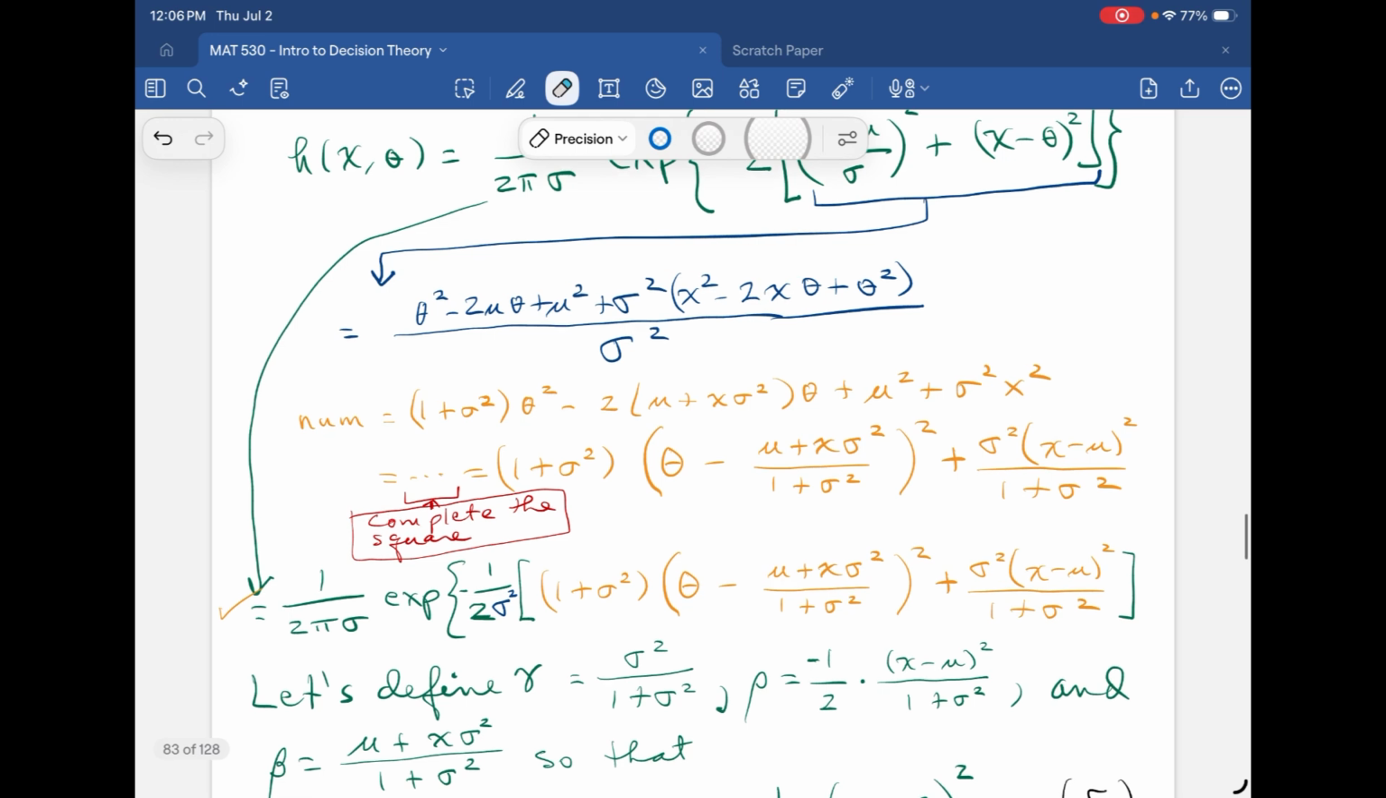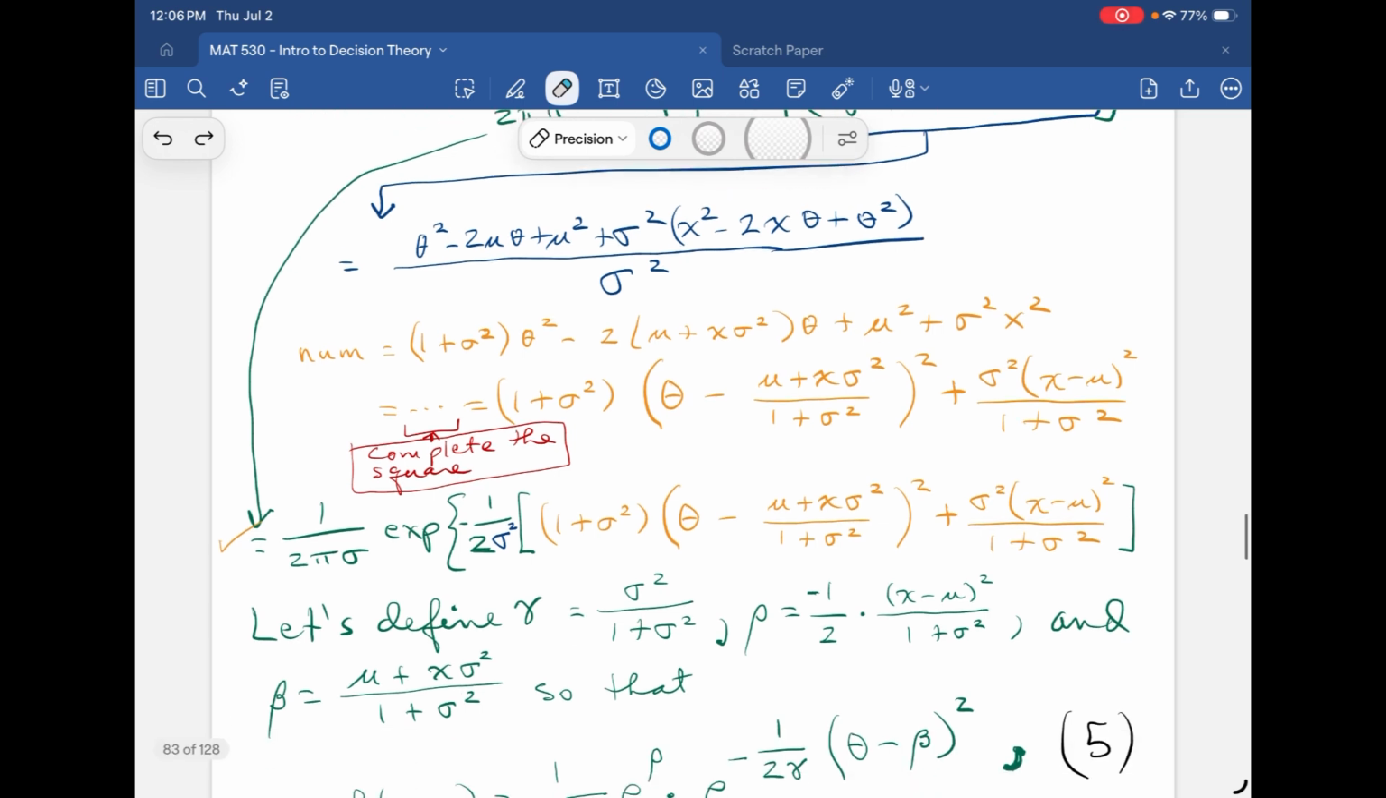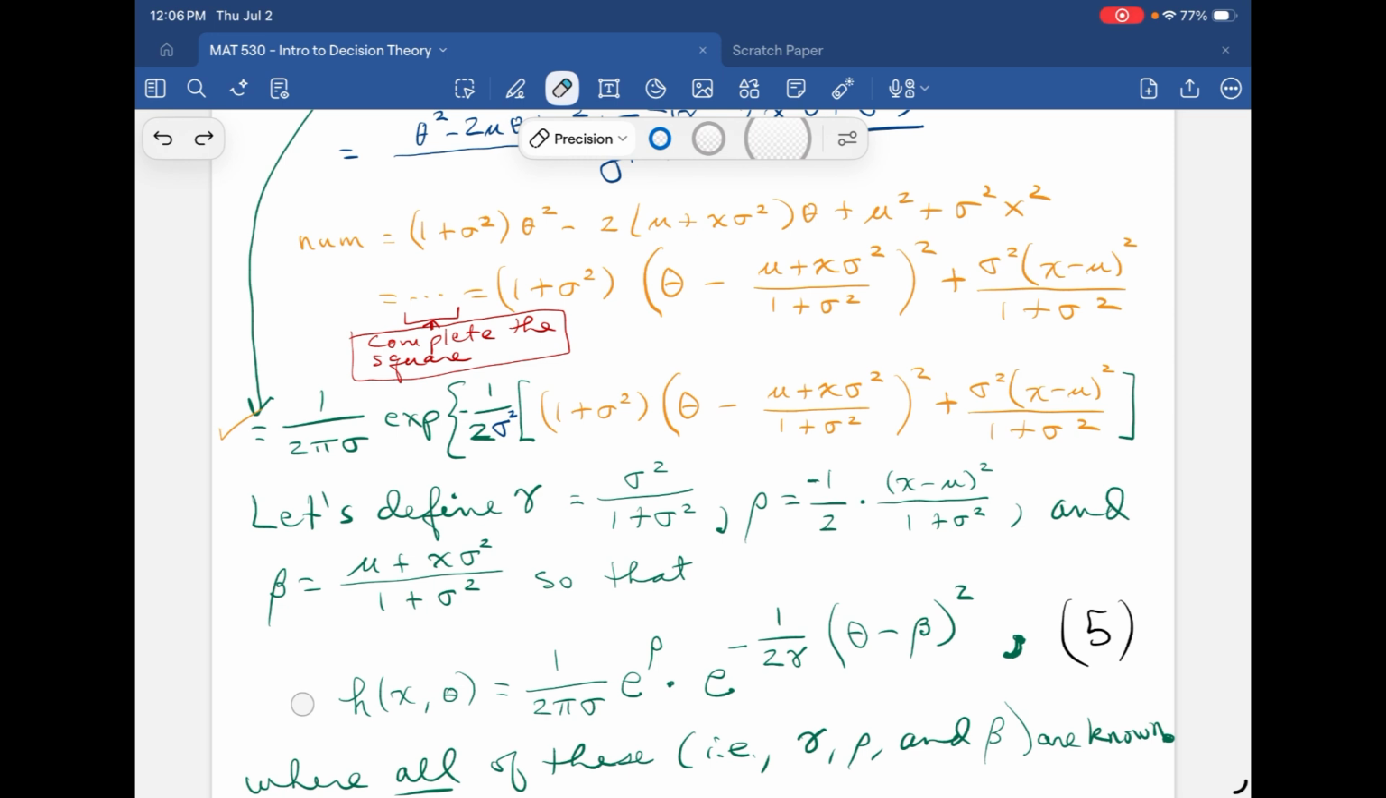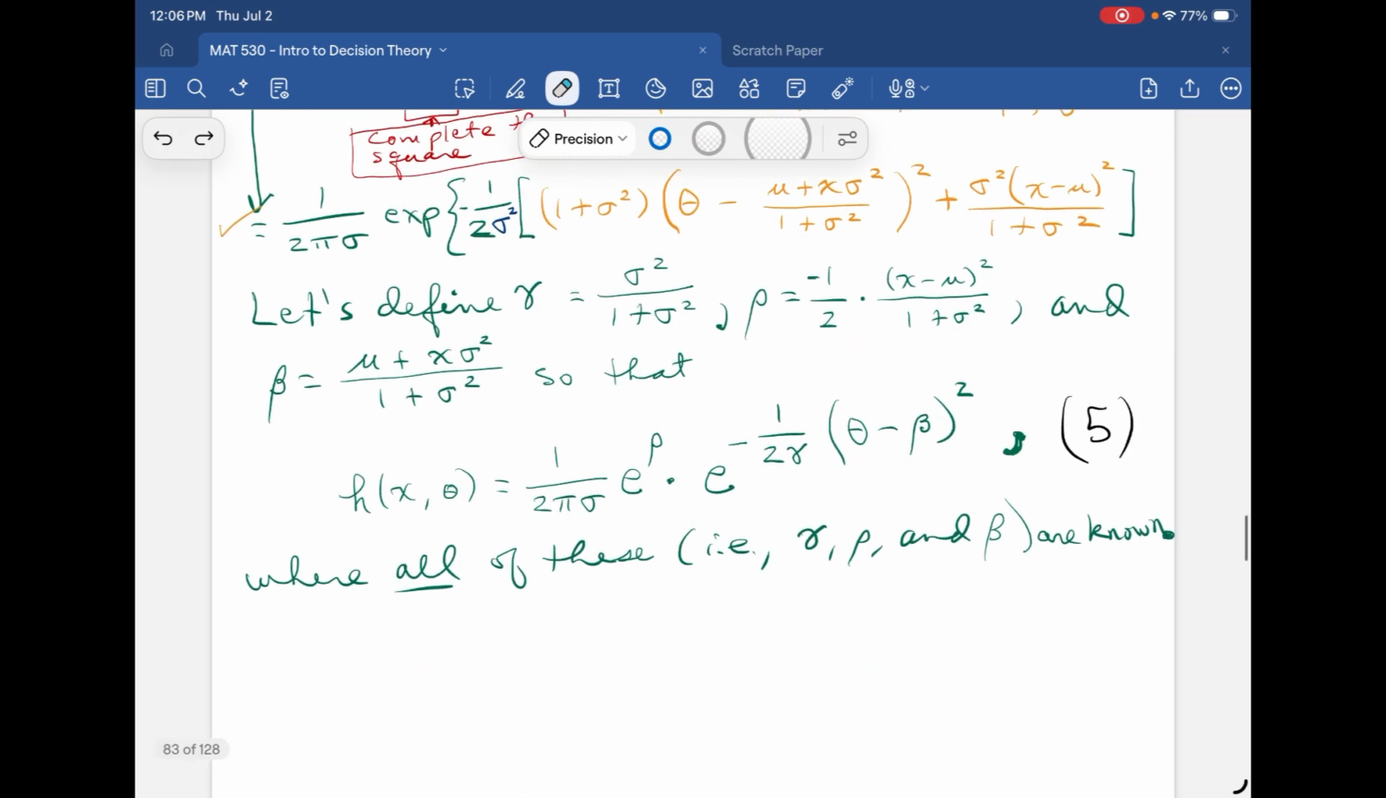And then, to make things a bit more concise, I've defined a few constants here. And notice that all of these are known because sigma squared is known, little x, the data, is known, mu and sigma squared. And then here's another one, beta. Beta is known because all of these in this expression are known. So that gives us something that is perhaps a little more recognizable. And so that's our joint density.